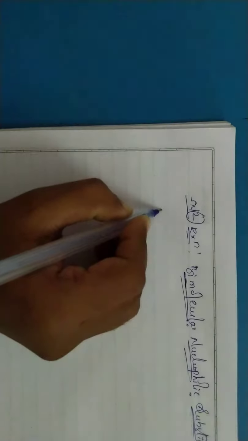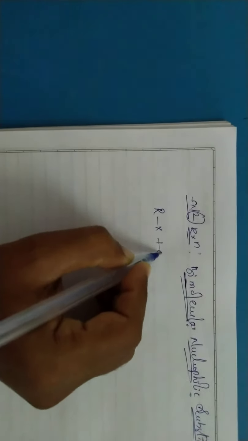The name itself is indicating: 1 means unimolecular nucleophilic substitution, 2 means bimolecular. N means nucleophilic, S means substitution. So bimolecular nucleophilic substitution reaction is called the SN2 reaction. The bi indicates something about 2 molecules. For example, we take RX plus OH minus, we heat the reaction, and we get the alcohol.